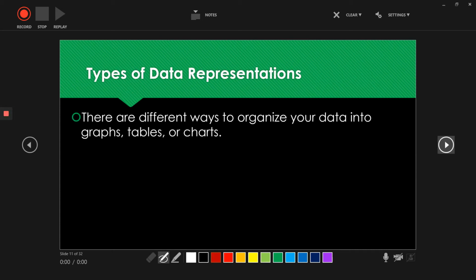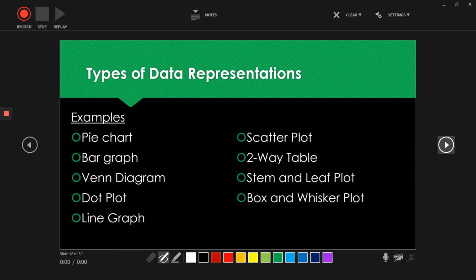All right, so now let's talk about the types of data representations. How do we organize our data into graphs, tables, or charts, right? So we have all these different things, and you've probably seen a lot of them before. Pie chart, bar graph, Venn diagram, right? A Venn diagram are those two circles, or sometimes three that intersect, right?